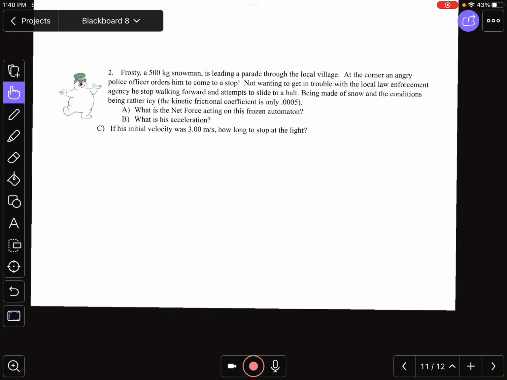Excuse me, not being able to say words. Let's go ahead and find out what is the net force, what is the acceleration, and we have something looking like a kinematic here at the end.